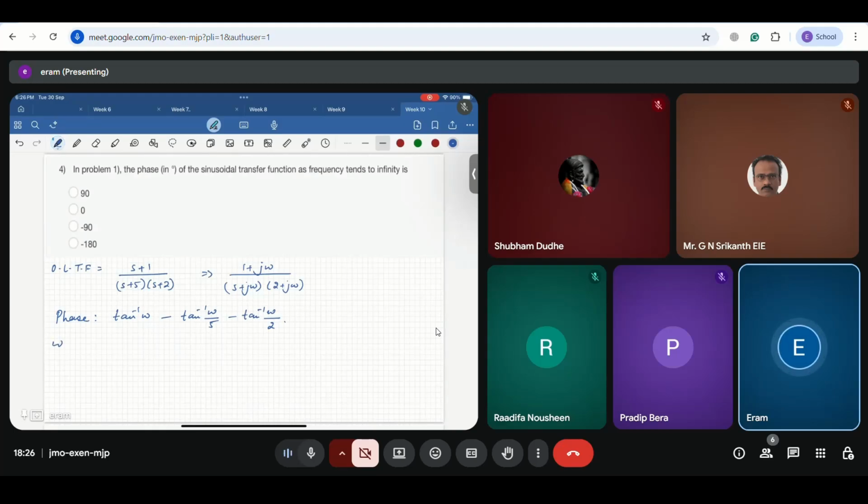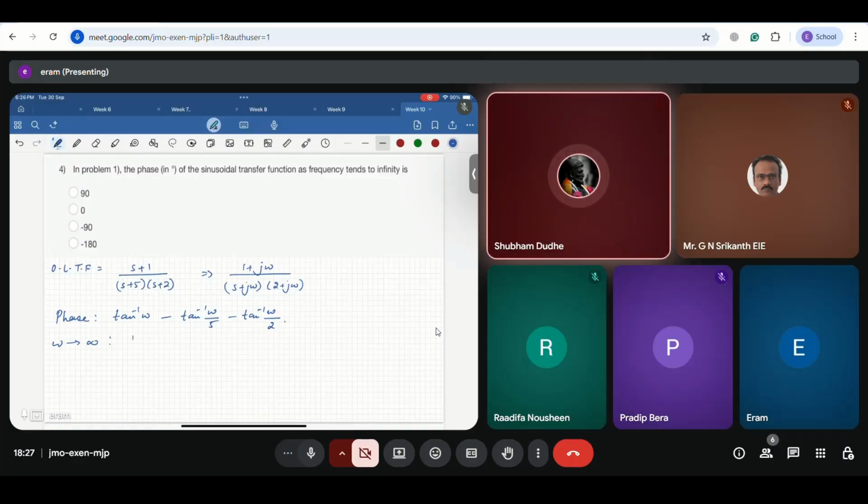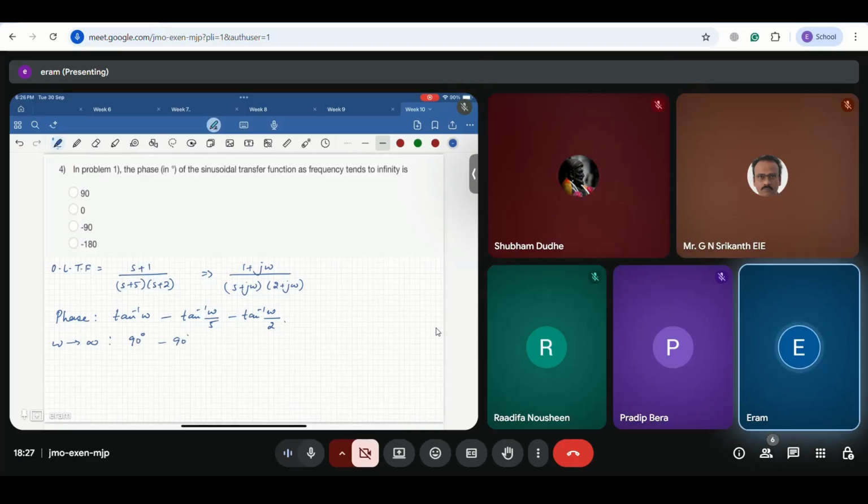Now put omega tends to infinity. What will be the phase? It is 90 minus 90 and minus 90. So we'll have minus 90 degrees. Very simple one.